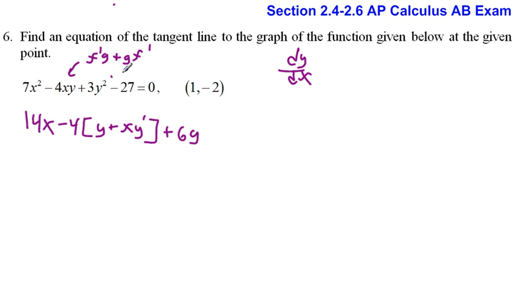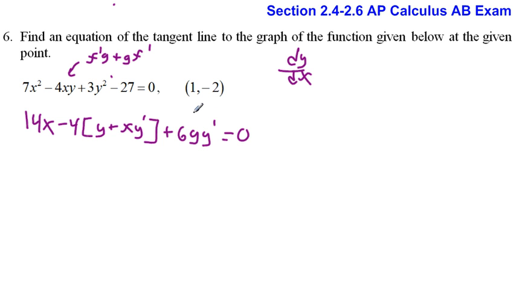But wait a minute. We take it with respect to x. So tack on a y prime. The derivative of negative 27 is just 0 equals, and the derivative of 0 is just 0. Okay, so I guess it isn't too bad. Our goal now is to solve for y prime, right? Anytime we take the derivative implicitly, we want to find y prime.